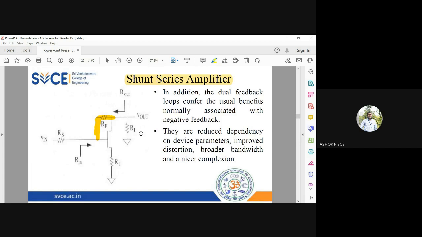So we are drawing the same thing with respect to FET. So here I have the feedback resistance between drain and gate of my FET. Usually you have it between the collector and base, here you are having it between the drain and gate of your FET.